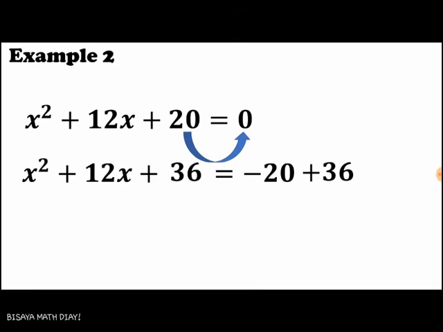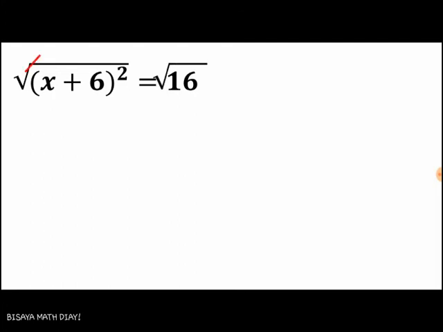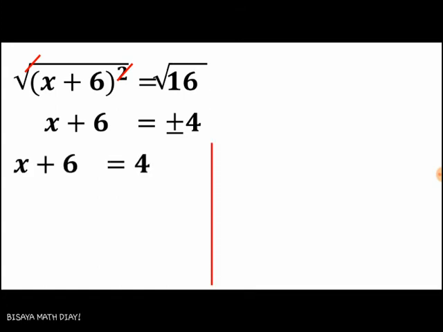So take the reduced binomial form, that is x plus 6 square, that is equal to 16. How did we arrive at 16? That's negative 20 plus 36. So we have x plus 6 square is equal to 16. Take the square root of both sides, cancel out the radical sign, nabilin kay x plus 6, and then we take the positive and negative square root of 16, which is 4. We have two solutions. X plus 6 is equal to 4, x plus 6 is equal to negative 4.